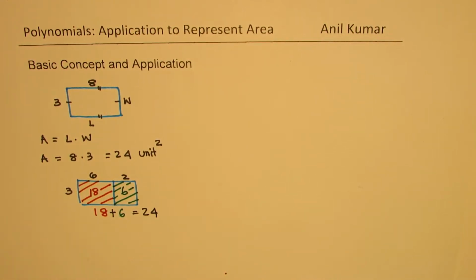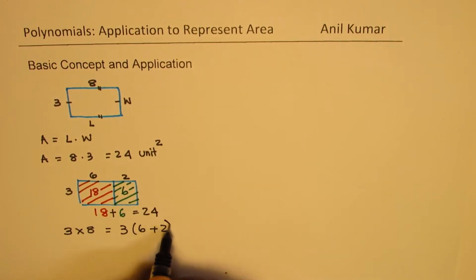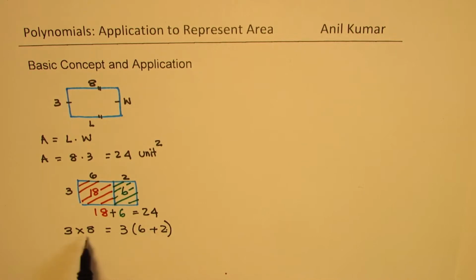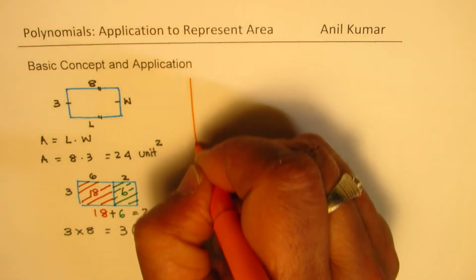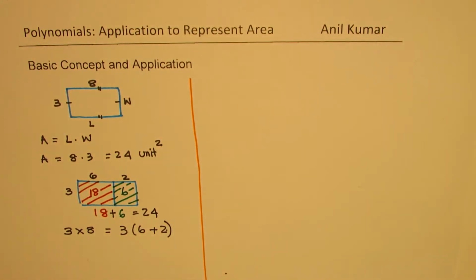So what we have learned here is that 3 times 8 is the same as 3 times (6 plus 2). Do you see that? Because 6 plus 2 is 8. And therefore, I can write 3 times 8 as 3 times (x plus 2).